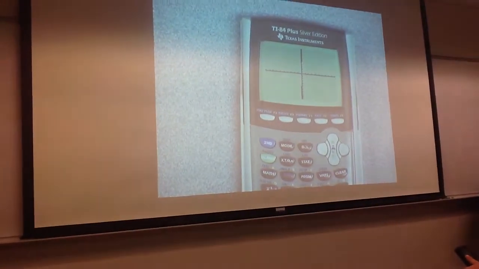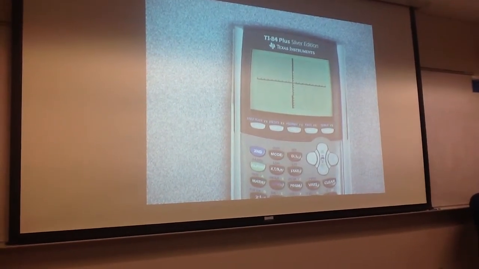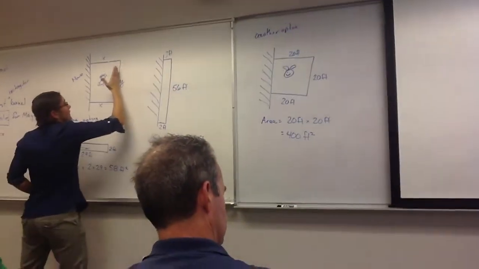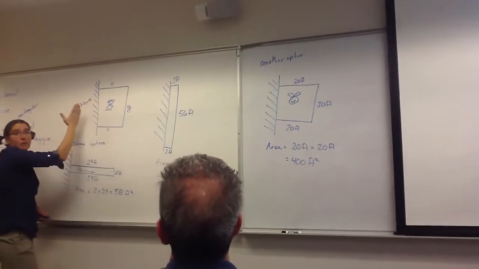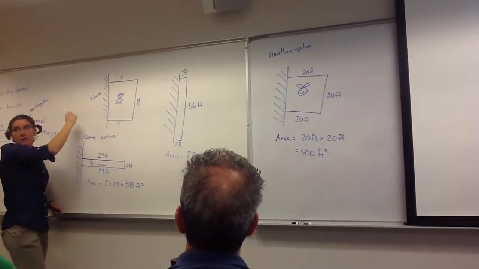Now if I do zoom standard on this, then I get something that looks like complete rubbish, and all I see is a little bit of a line right here. So in terms of trying to make sense of my graph, some things that I want to think about. What are reasonable values for x? And so when I think about this picture, I want to think about sort of the extreme possibilities. And one extreme possibility is if I push this y side of the fence flat against the wall, in which case my x value is 0. So the smallest that x could be is 0.